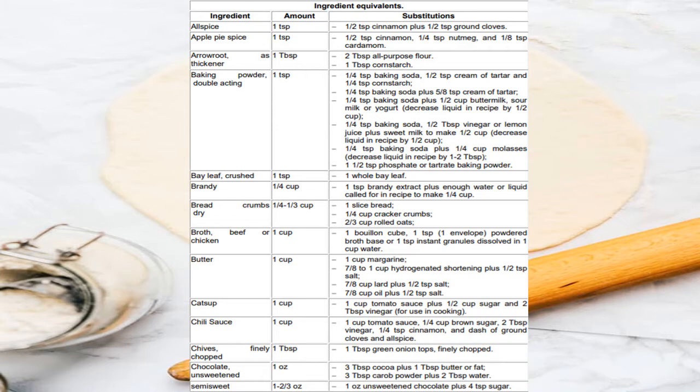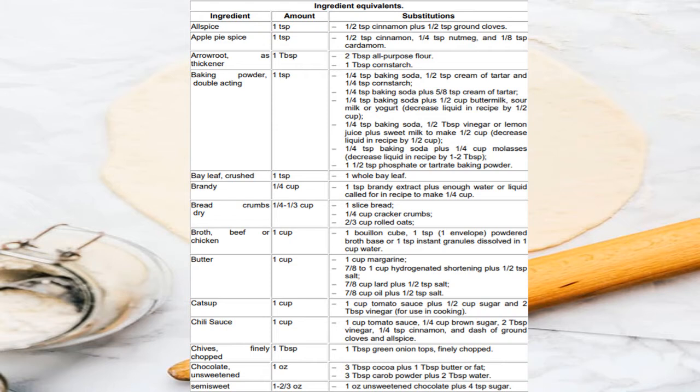We also have butter, 1 cup. We can replace that with 1 cup margarine or 7/8 to 1 cup hydrogenated shortening plus 1/2 tablespoon of salt. 7/8 cup lard plus 1/2 tablespoon salt. 7/8 cup oil plus 1/2 tablespoon salt.